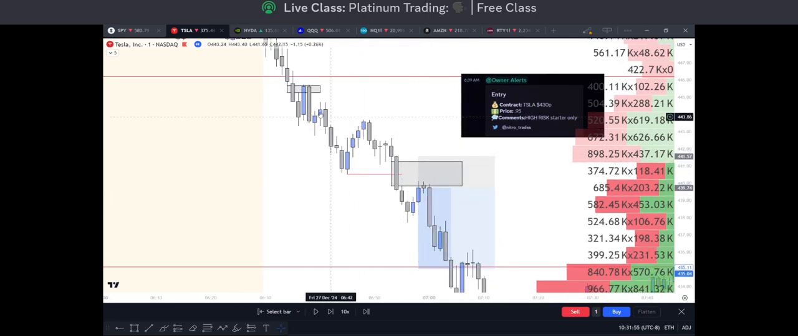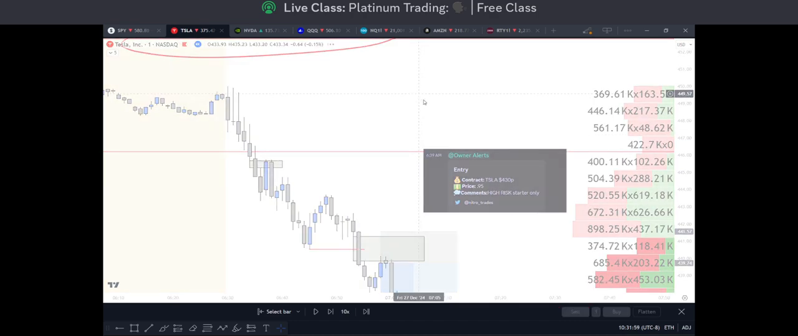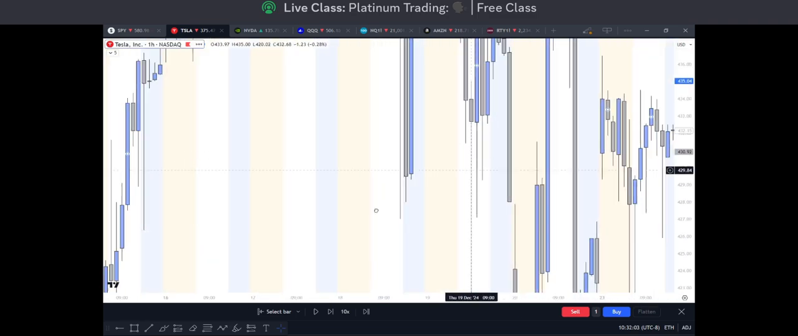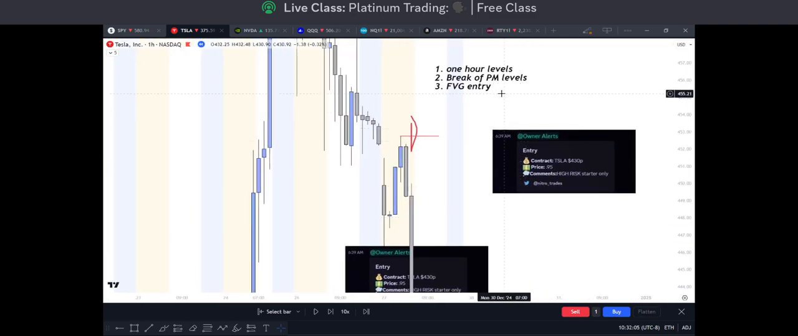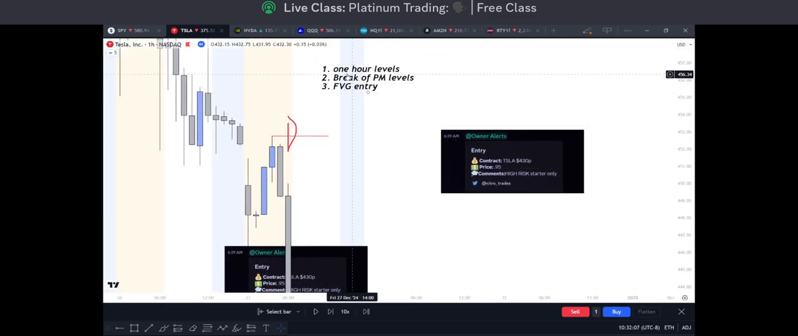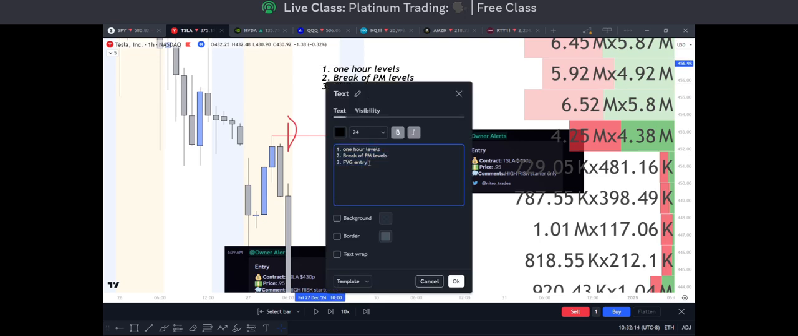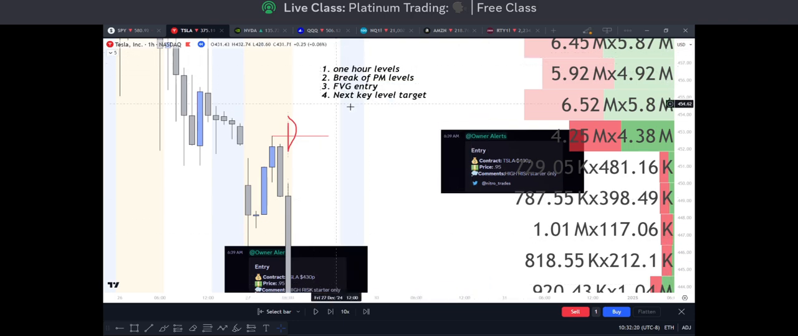So far, is everyone kind of understanding what the break of structure fair value gap is? We have the entire rule set right here. Let me show you guys again. If you want to write that down, take all of that. So you have the 1 hour levels, break of one of those levels, and then you have a fair value gap entry, and your target is going to be the next key level. Okay. So simple things like that.